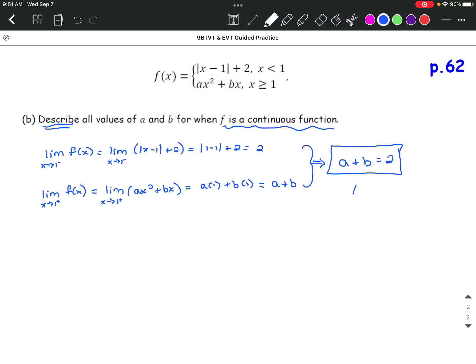That is my description. Do I know the value of a and b? No, I do not, because a might be 1 and b might be 1. A might be a half and b might be 3 halves. I have no idea. All I know is their sum is 2.